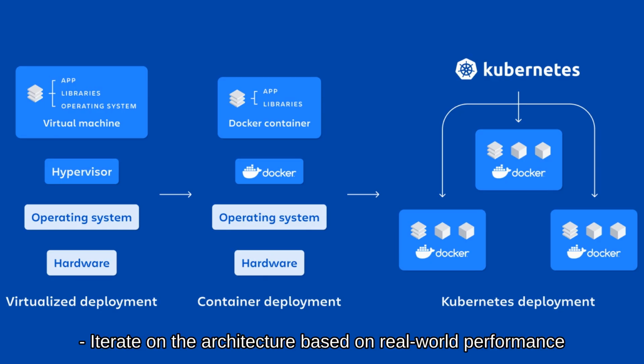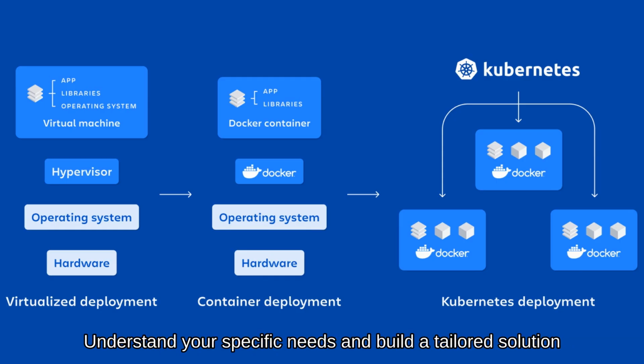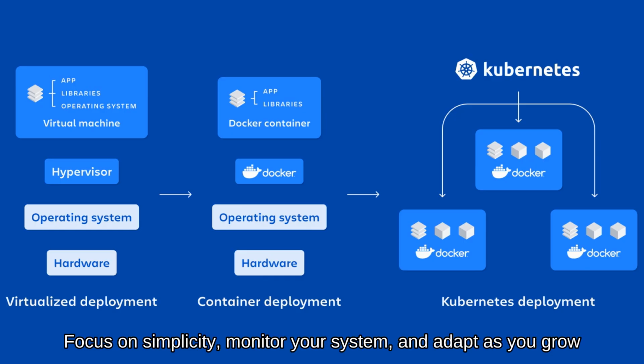Summary. Stop copying AWS reference architectures blindly. Understand your specific needs and build a tailored solution. Focus on simplicity, monitor your system, and adapt as you grow.